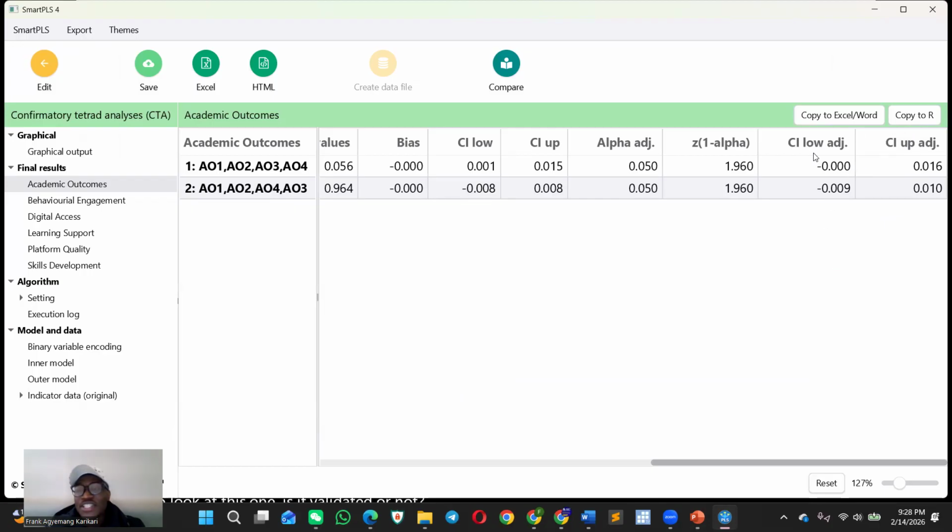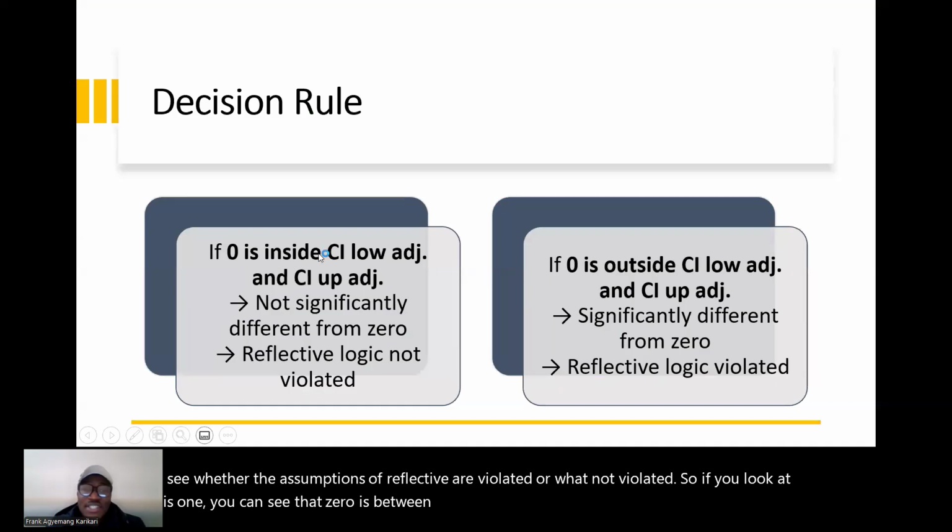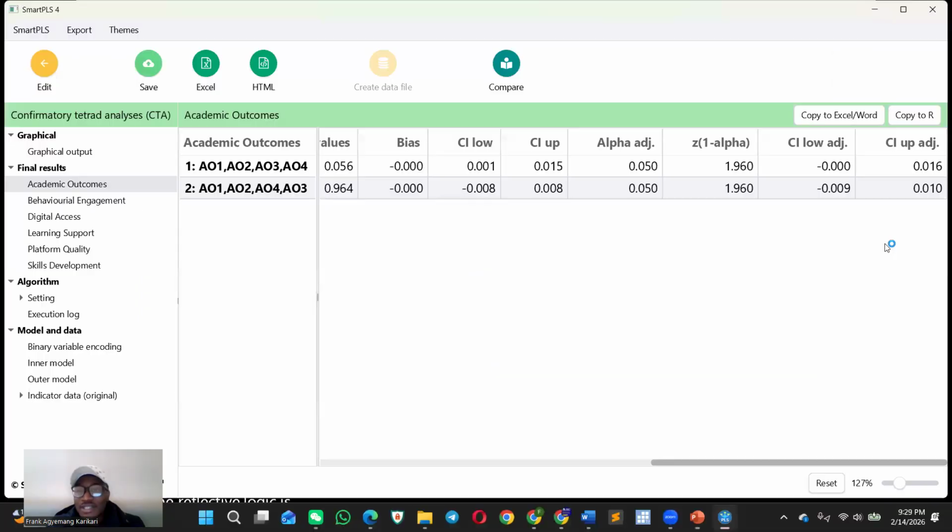So here, the reflective logic is violated. One thing we're supposed to take notice of is that we are not doing this calculation to assume or to be very confident that yes, we are supposed to use formative. No, we want to do this to see whether the assumptions of reflective are violated or not violated. So if you look at this one, you can see that 0 is between, right? So if 0 is inside, it means that reflective logic is not violated. So here, reflective logic is not violated.